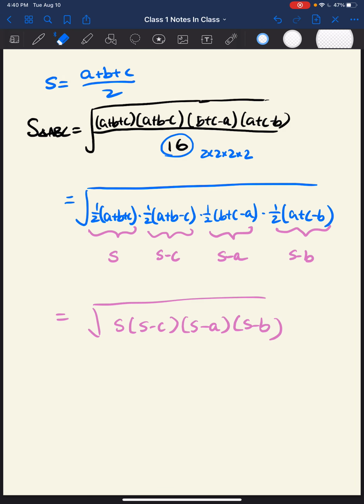Yeah, so that's the proof for the theorem's formula. It's a very long proof, and it includes a lot of factorization, a lot of splitting, a lot of algebra in general. So if you didn't understand that, that's totally fine. There are so many other ways to find the area of a triangle.